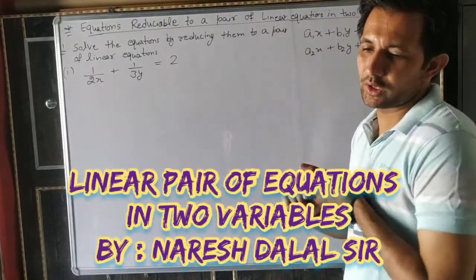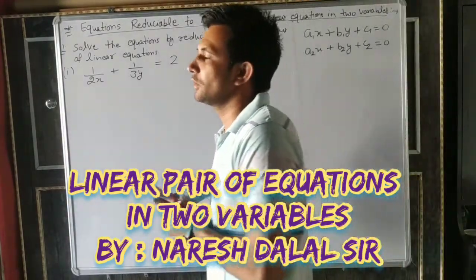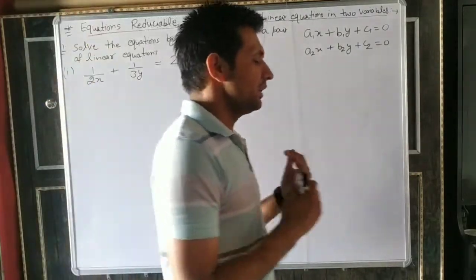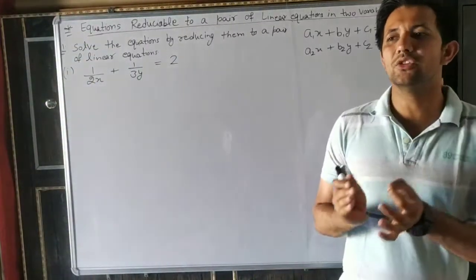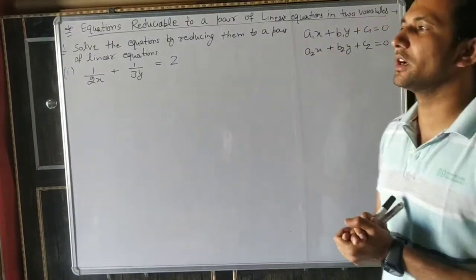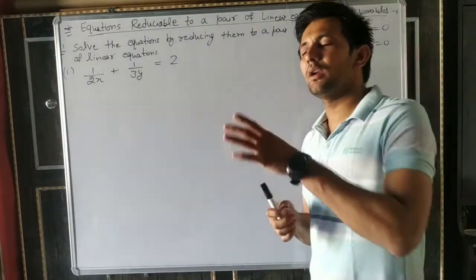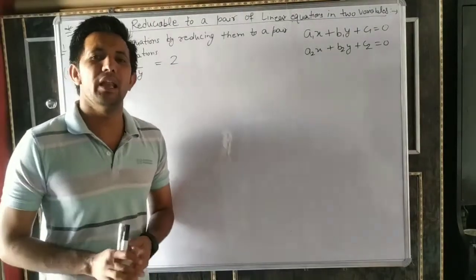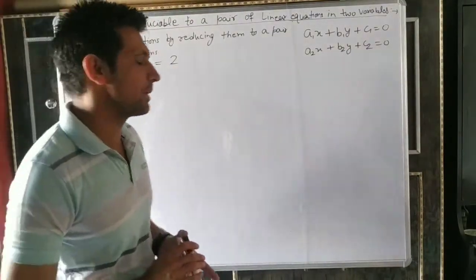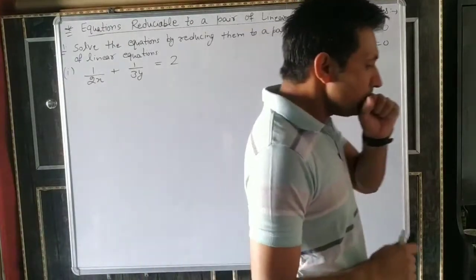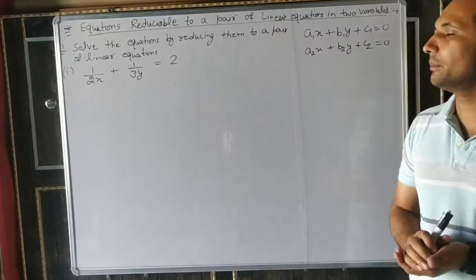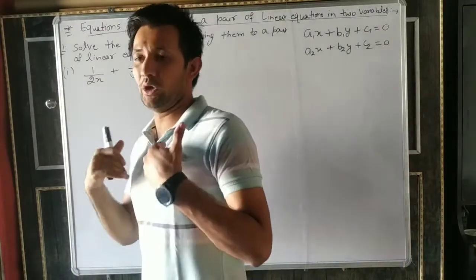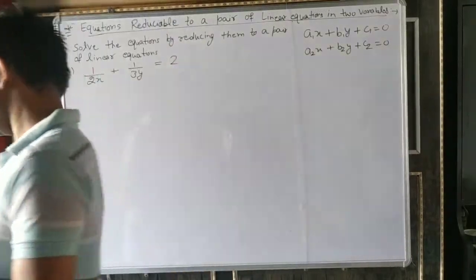Today we are going to start our last exercise of third chapter, exercise 3.6. In this exercise, we will use any one method, algebraic method or graphical method. There are three algebraic methods: elimination method, substitution method, and the third one is cross multiplication method. So any method you can use and you have to solve the equations.